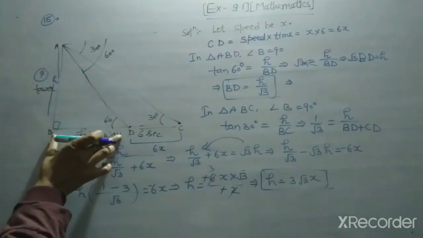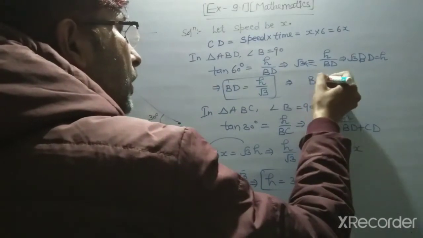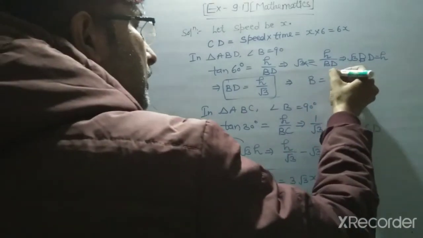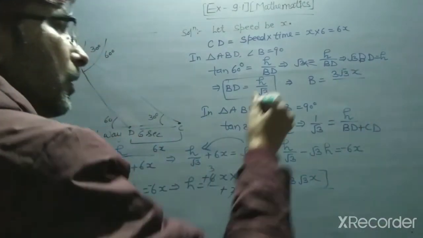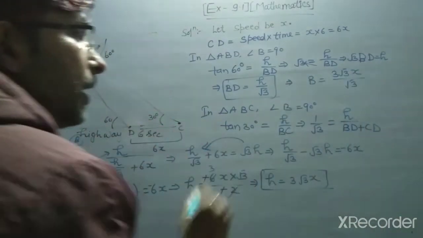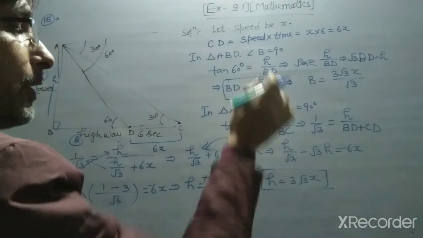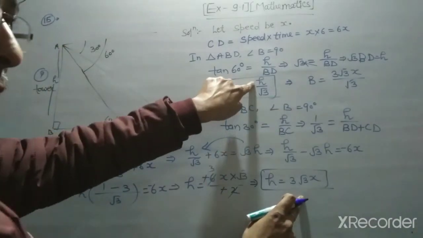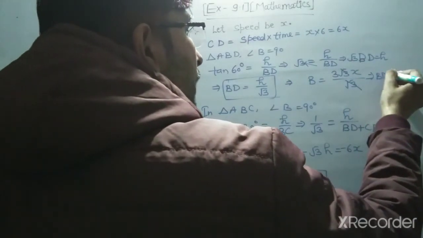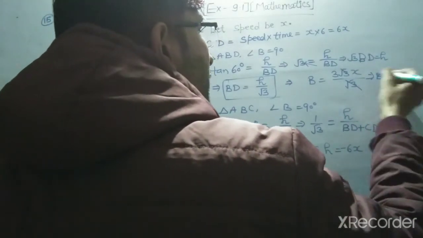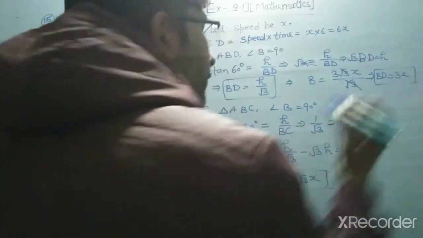This value you have to put here because we have to get the value of BD. So BD is equal to h, which is 3 under root 3x upon root 3. Clear? We have to put the value of h here and then cut these things down. So BD is equal to 3x. This is the final answer of BD.